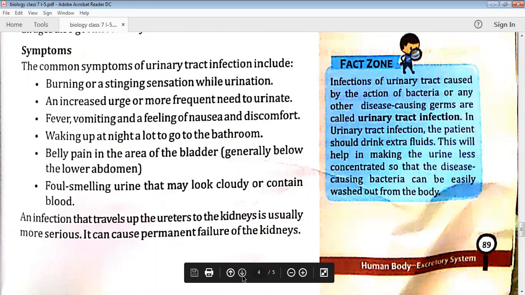If someone is going through a urinary tract infection, then they should drink extra liquid, more and more fluid, because if you drink more and more water, then more and more bacteria will come out of your body through urine. This helps in making urine less concentrated, so that disease causing bacteria can be easily washed out from the body. Those bacteria and other agents may come out from your body with the help of urine itself.